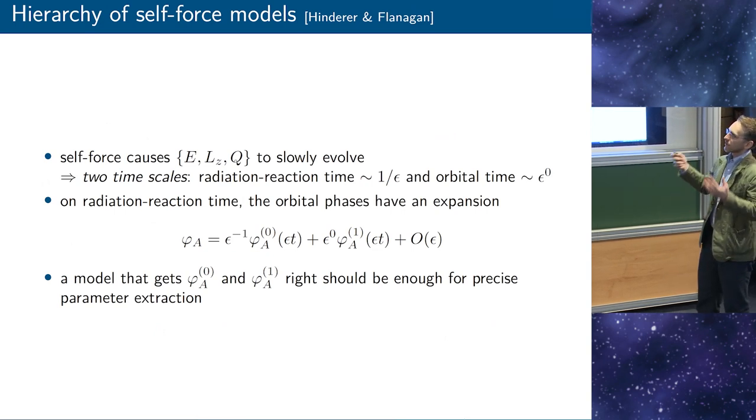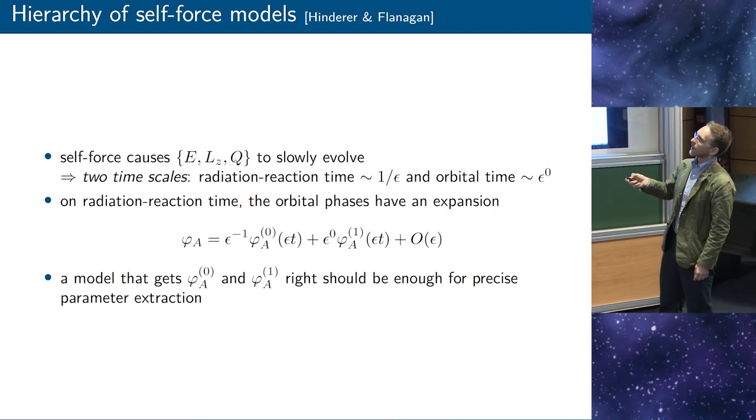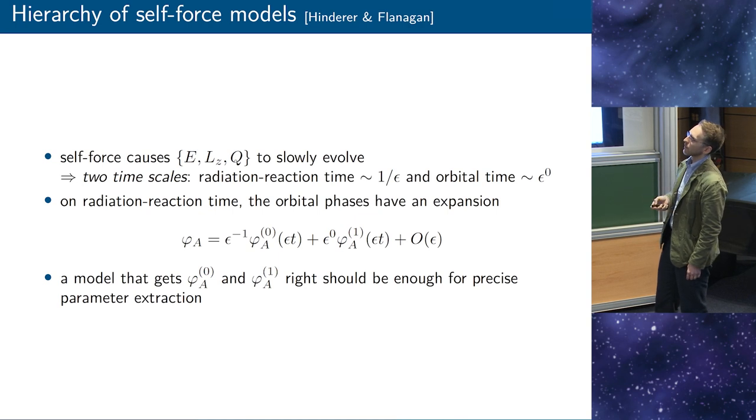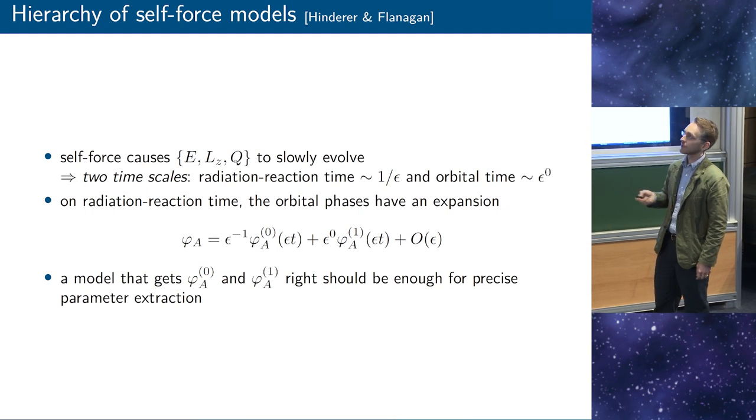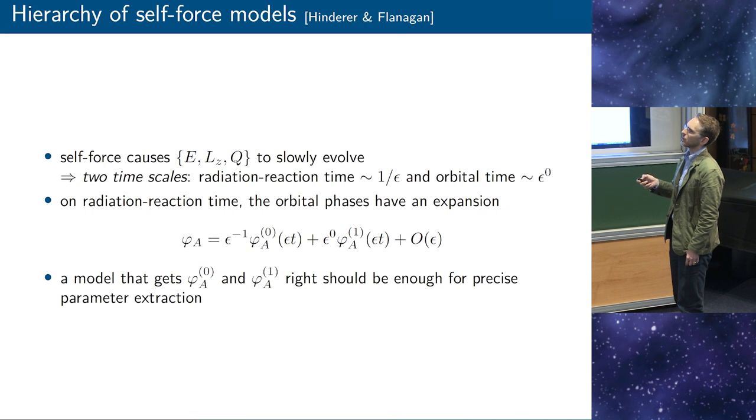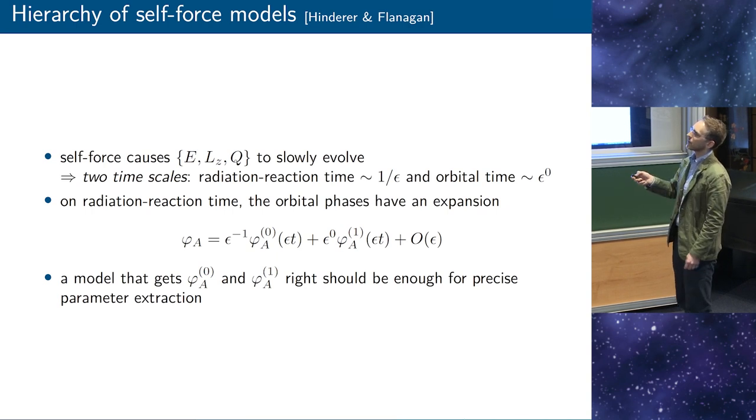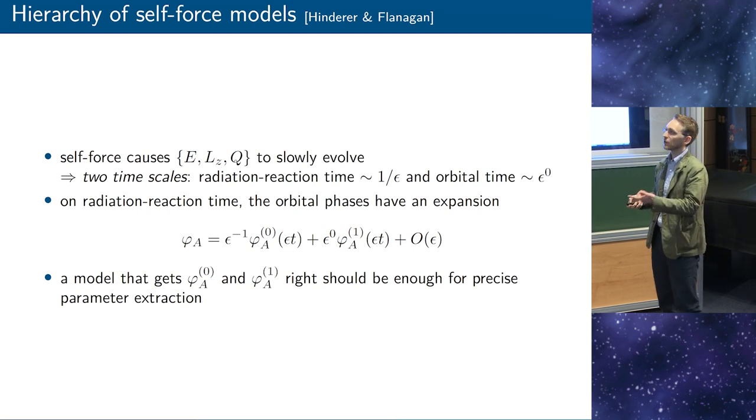Now, once you're taking into account the metric perturbation and the local self force, then these constants are no longer constant. They start evolving slowly with time. And we have two distinct timescales in the system. So this is similar to what Bala was talking about either yesterday or the day before, the separation of timescales. We have a radiation reaction time, which is roughly the time over which these constants change. And that's of order 1 over my small parameter, so it's a long time. And then we have just the orbital periods associated with those frequencies, those slowly evolving frequencies.